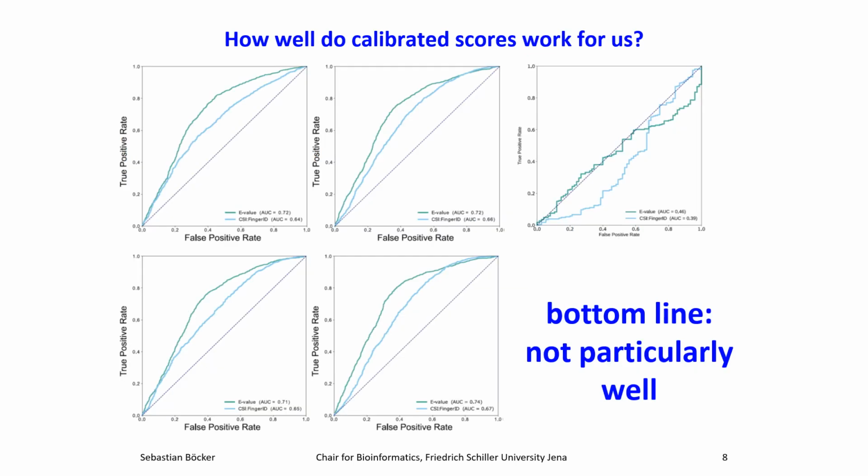So this worked a little bit, but not really well. So the line here is CSI:FingerID. And then if we calibrate scores, it gets a little bit better. So I'm not going to explain in detail what these curves are. These are ROC curves, but the further up here the curve is, the better are your results. So the bottom line, it's not working particularly well.